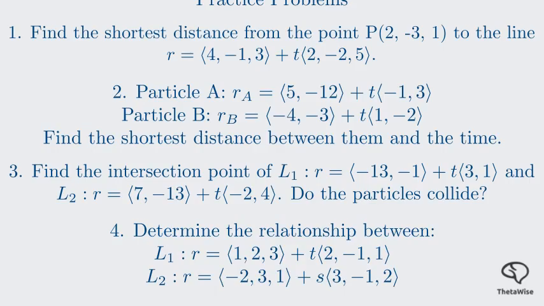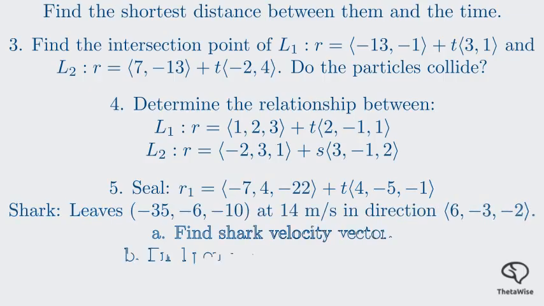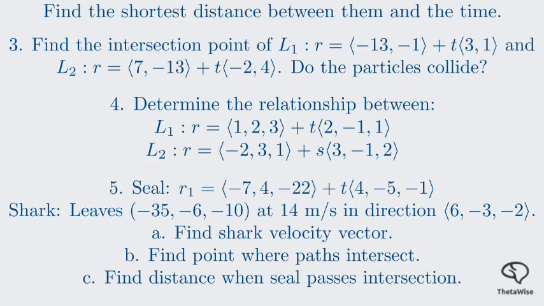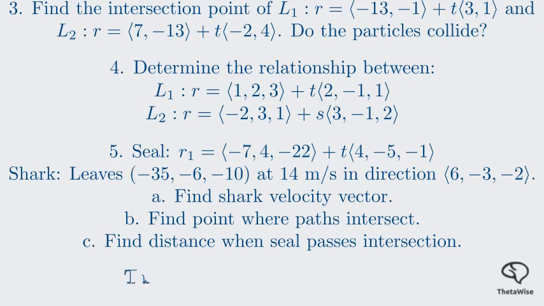Question 5. A classic application problem. A seal and a shark are in the ocean. Find the velocity vector of the shark, then show that their paths intersect, and finally, find the distance between them when the seal reaches the intersection point. Take your time with these. They cover all the key skills from today's lesson. We'll go through the solutions next.